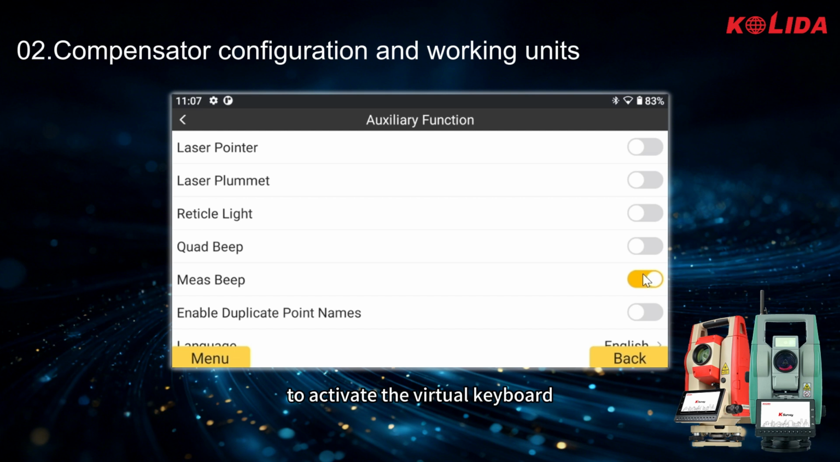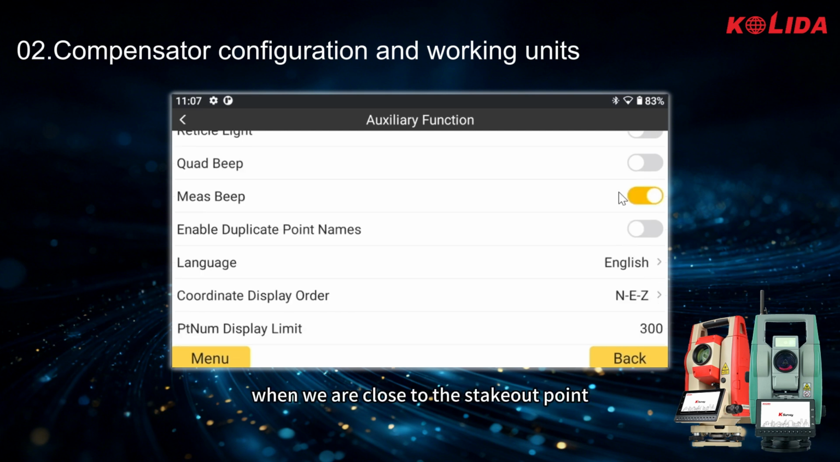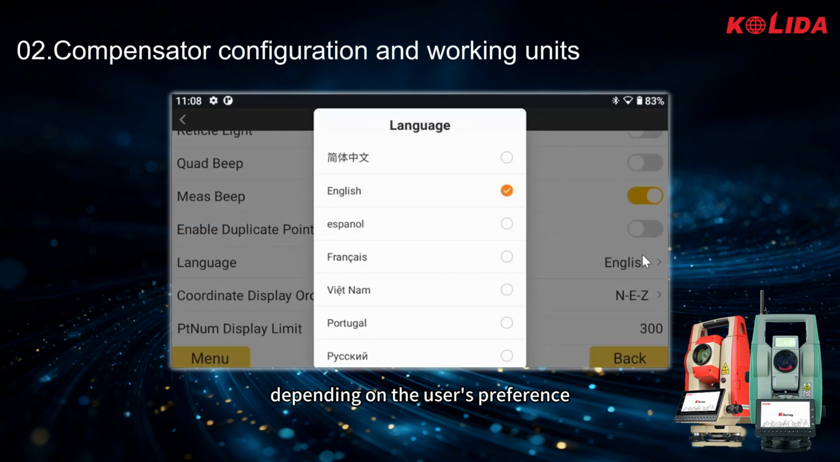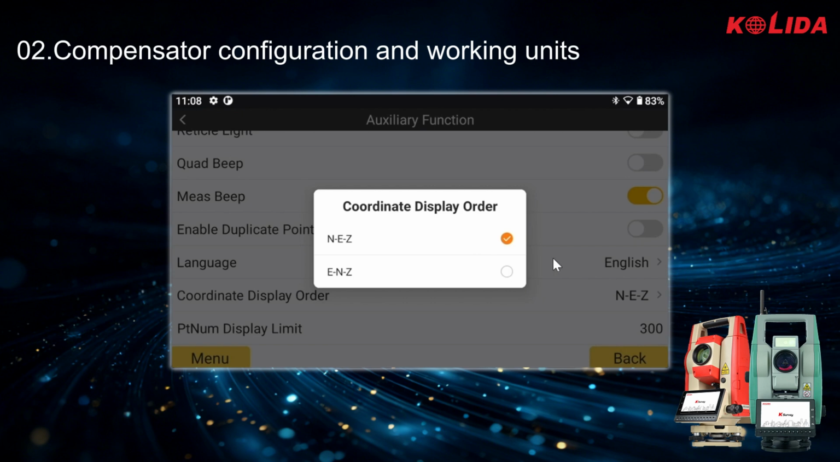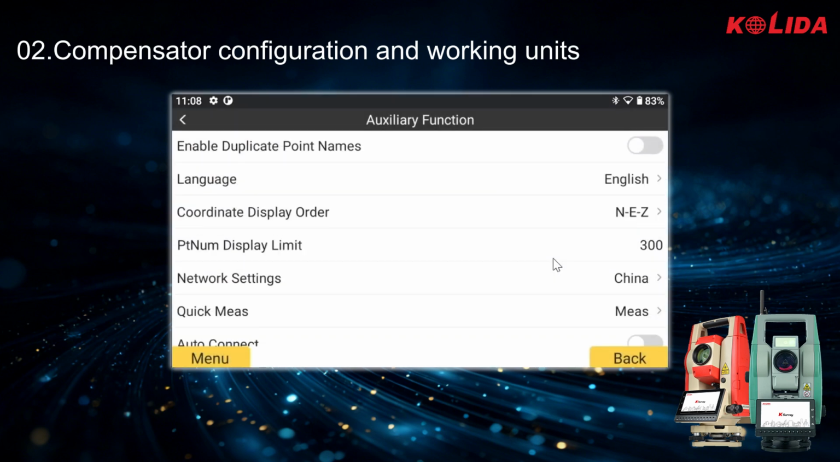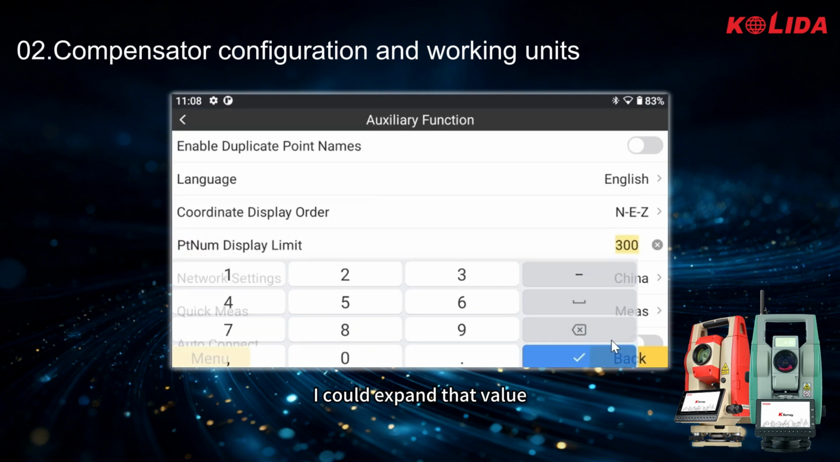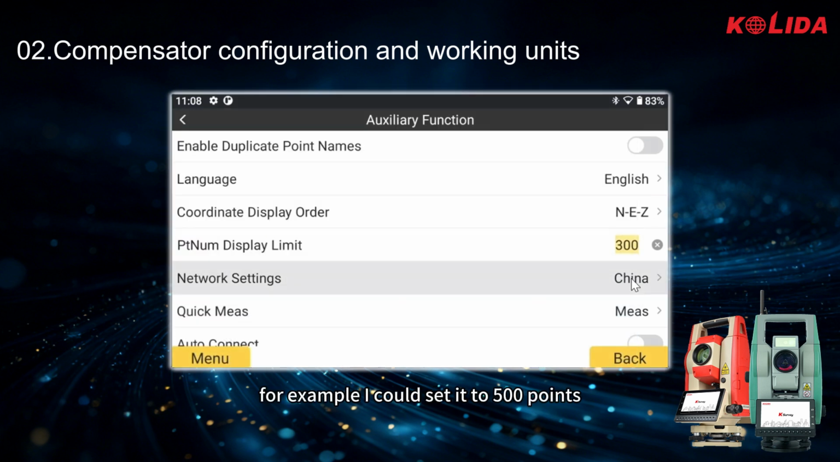To activate the virtual keyboard, to activate the VIP or the sound when we are close to the stakeout point. Measurement beep. If we want an alert to exist every time the name of the point is duplicated, the software language, the order of the coordinates depending on the user's preference, if it is going to be north-east-height or east-north-height. The number of points shown on the map, I could expand that value. For example, I could set it to 500 points.